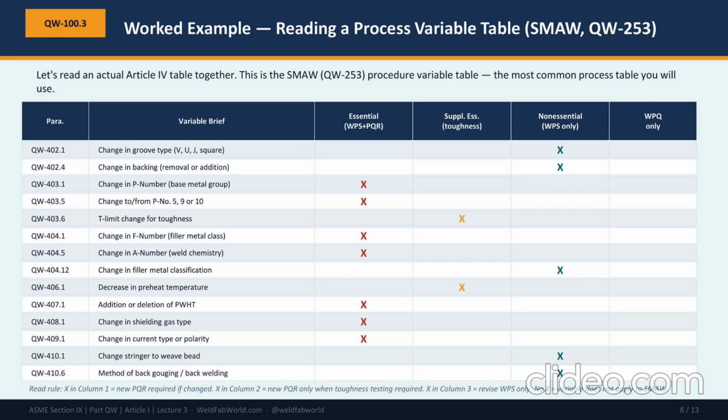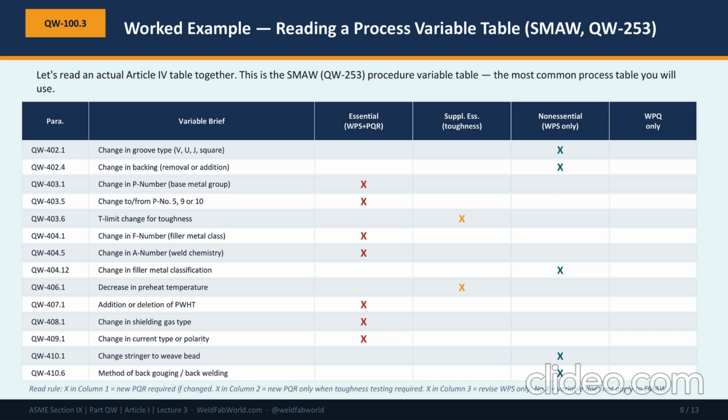QW402.1, change in groove type, V, U, J, square. Column 3 has the X, non-essential. If you change your groove geometry from a 60-degree V groove to a U groove, you can revise the WPS and keep welding. No new PQR required. Groove type affects joint preparation and fit up but does not significantly change the mechanical properties of the deposited weld metal.